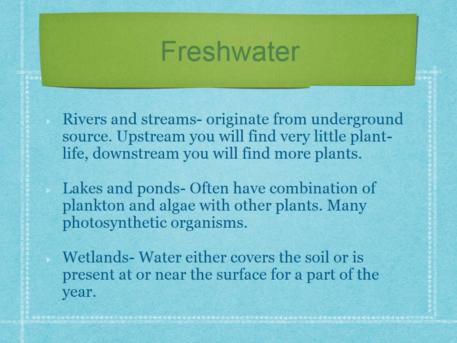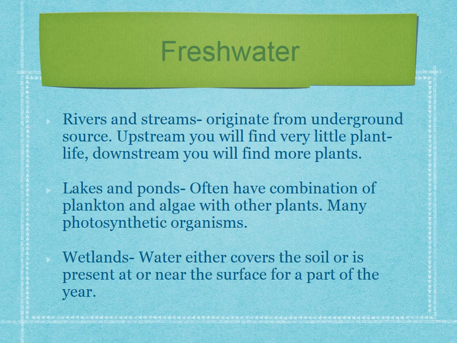When we look at freshwater, we're going to talk about rivers and streams. And these are going to originate from some underground source. Upstream, you're going to find very little plant life. Downstream, you're going to find more plants. Usually that's because with rivers and streams, most of the nutrients near the origination area get washed down, and the nutrients will be more likely to be found downstream. When we're looking at rivers and stream life as well, you're more likely to find fish with certain types of hooks or suckers that help them latch on in certain areas where the water is very fast flowing, to help them hold on and to stay in place.